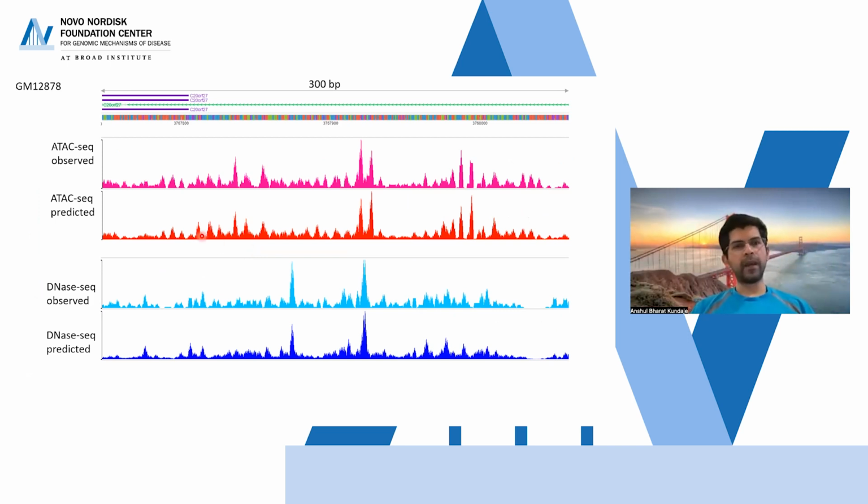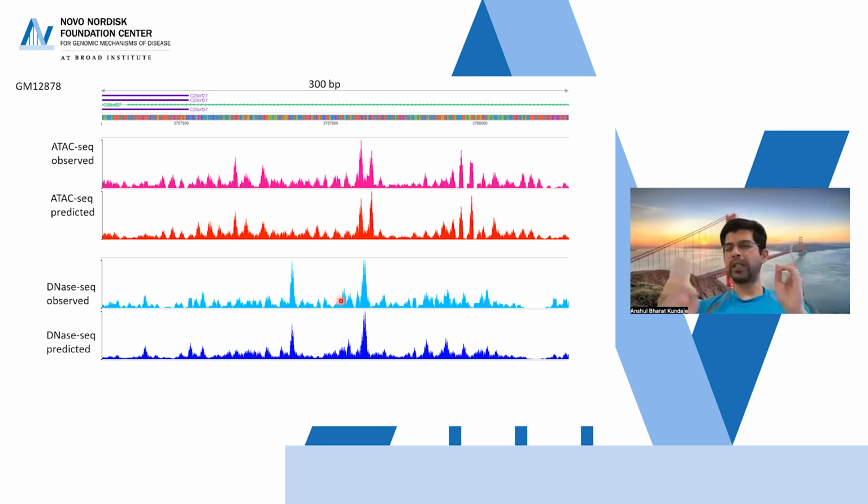Okay. So this is to show you what this looks like at single base pair resolution. This is ATAC-seq and DNase-seq in the GM12878 cell line. It's bulk data. And you can see that once you train and you predict this on held-out chromosomes, the observed data and the predicted data look remarkably similar. This is ATAC-seq, this is DNase-seq for the same sequence and the same cell type.